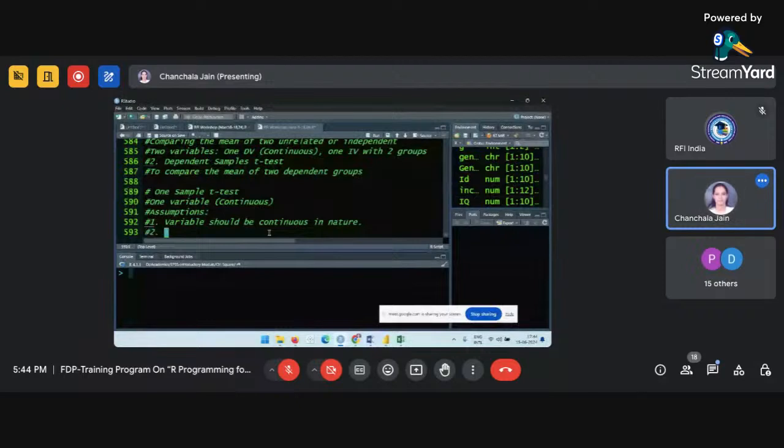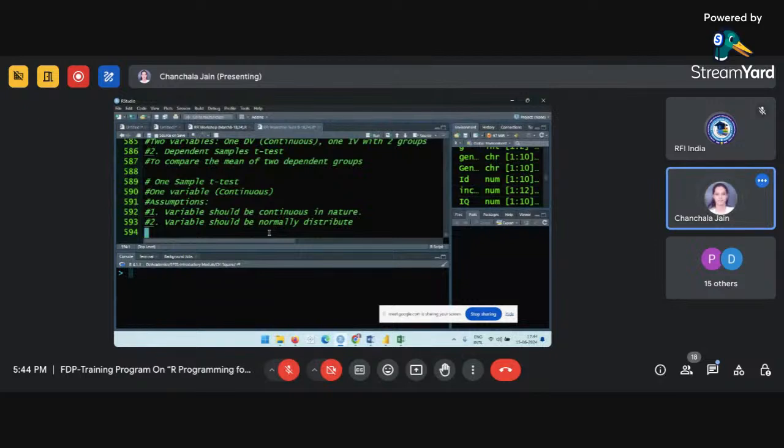The second assumption says the variable should be normally distributed. And the third assumption says there should be no outliers in the variable. These are the three main assumptions which you need to test before performing the one sample t-test. Hope it is clear.